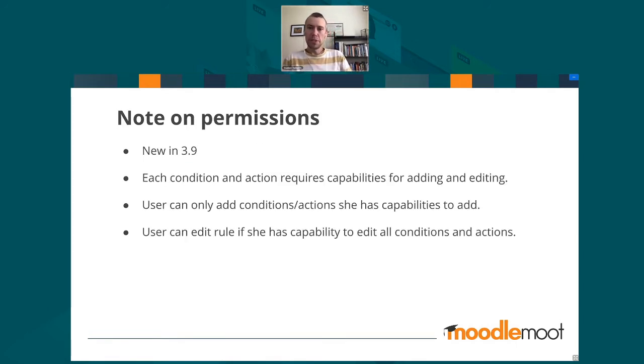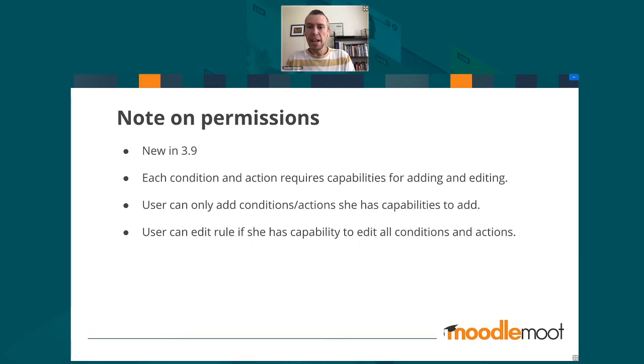Just a small note on permissions. This is a new feature for dynamic rules, which we introduced in 3.9. Obviously, to be able to control dynamic rules, you would need a capability to manage dynamic rules. But once you have that capability, there might be a case when you give this capability not to a site admin, but to some user with different permissions. So we added the feature that each condition and action has capabilities associated with it. Say, for example, if a user is not allowed to issue badges, the user will not see the issue badge action listed and won't be able to use it.